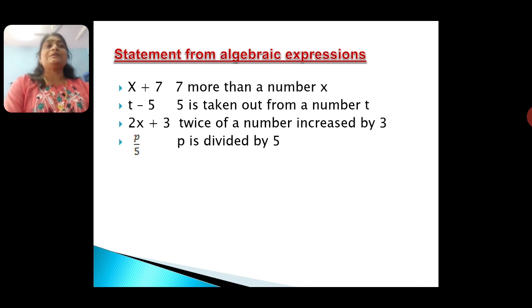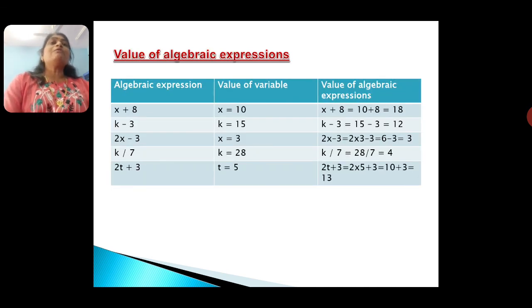Plus 3 means increased. Now, value of variable for algebraic expressions. If we want to find the value of an algebraic expression, then because the variable is not fixed, the value of the variable is given. We can find the value of the expression when the value of the variable is given. First example, x plus 8. If the value of variable x is equal to 10, then the value of expression x plus 8 is equal to 10 plus 8 equals 18.